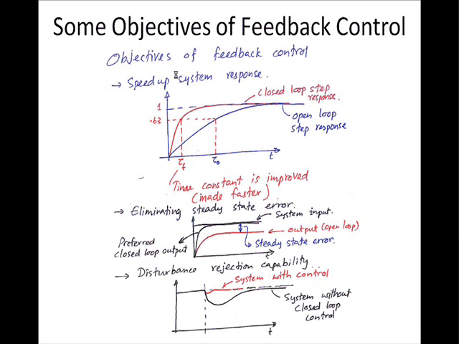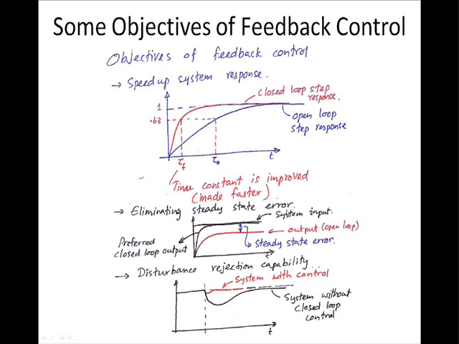And then what are the objectives of feedback control? Quickly, some of the important ones. One is, it could be to speed up the system response. Let's say your open loop system has this type of a response with a large time constant. Then you can introduce feedback control to speed up the process with a smaller time constant. If you think of the 0 to 63% rise time that we have been discussing, this is the open loop step response in blue, and then closed loop step response in red, which is faster obviously. So time constant is improved, or the process is made faster by introducing feedback control.